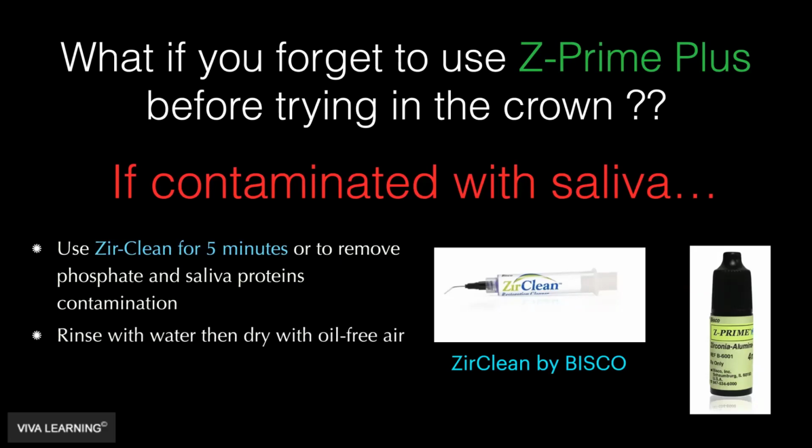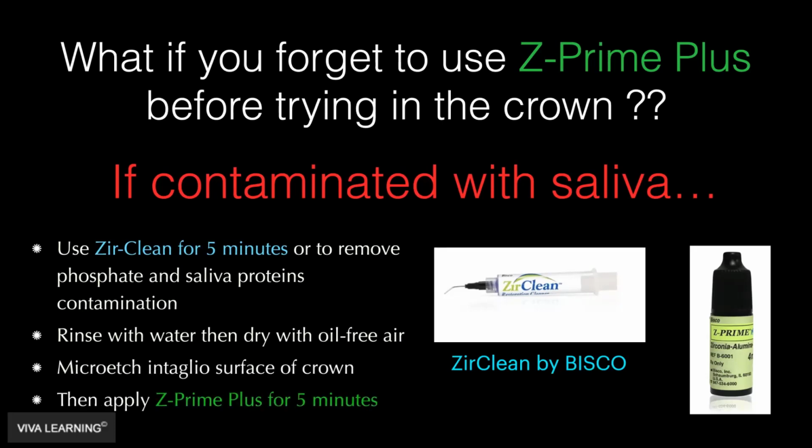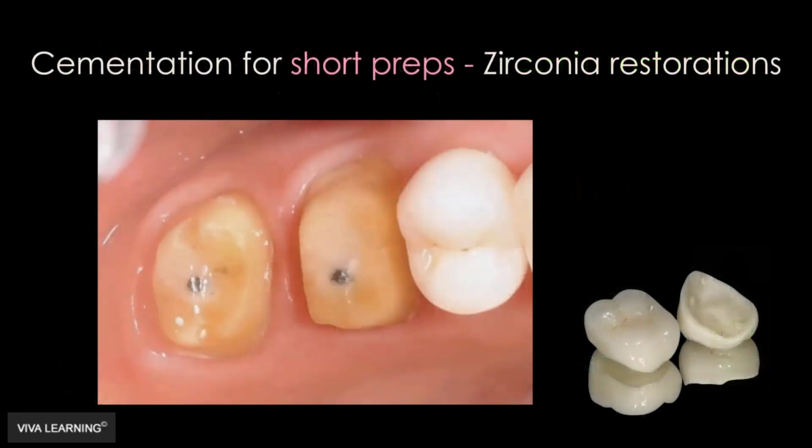I suggest that you all get an Adic tooth dryer. If you want to have great bond strength, you want it oil-free and water-free. And then I micro etch the intaglial surface, and then I'm going to Z prime plus for 5 minutes. So it's an additional 5 minutes to actually clean off the surface. But rarely does that happen. My dental assistants are on it, so they put the Z prime on. Even though I ask them all the time, I know it's on there because they're always on it. But just in case you forget, you have that other protocol.